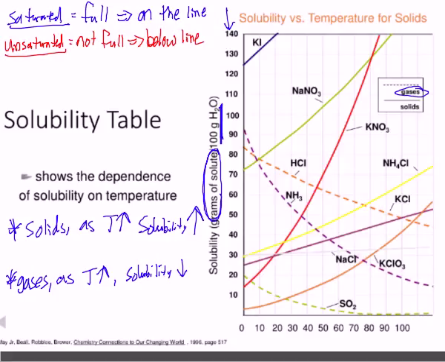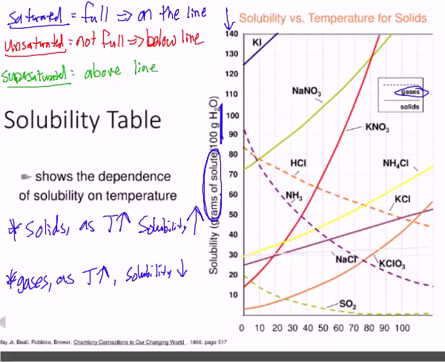And then we have a term that is supersaturated, and that's a unique term. Supersaturated contains more solute than a saturated solution. Now, in terms of the line here, where do you think supersaturated is going to be? Above the line. Okay, but it's not that simple to get a supersaturated solution.